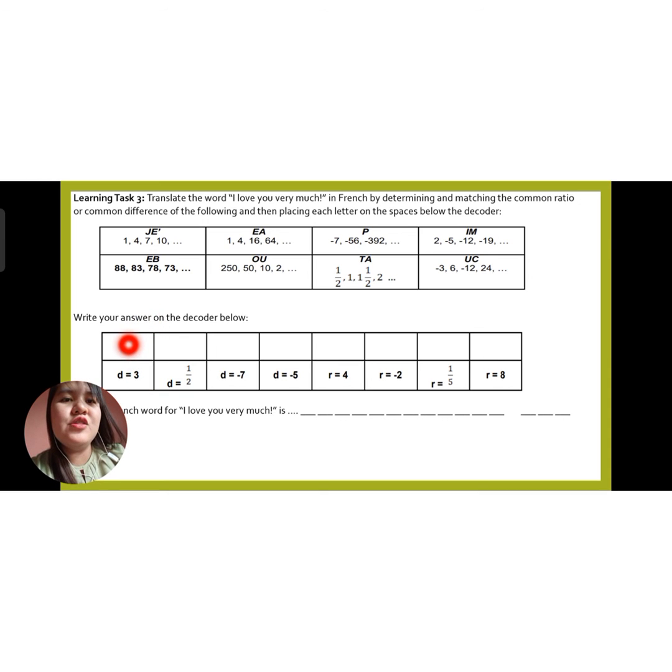Halimbawa, si JE, ang sagot sa kanya, halimbawa, ay 3. So, ilalagay nyo dito yung word na JE. Si EA, halimbawa, ang sagot sa kanya ay negative 2. Ilalagay nyo dito sa box na ito yung EA. Hanggang sa mabuo ninyo yung word, yung French phrase na "I love you very much." Okay, so ilalagay nyo dito sa line pagkatapos ninyong mabuo yun.